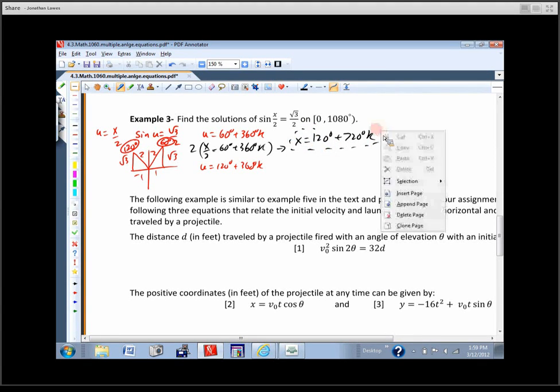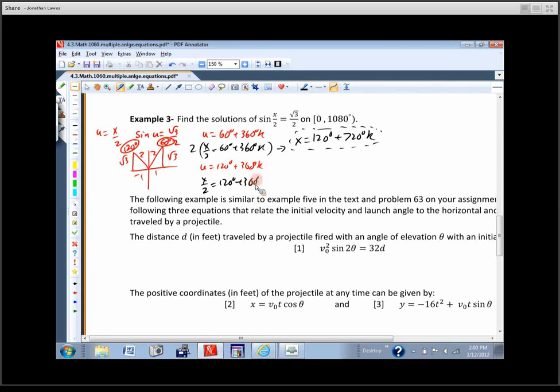But they told us they want answers in a specific interval, so this is going to help me get those answers. Okay, I do the same thing here, but I'm going to do the work a little more quickly. This is going to give me x equals 240 plus 720k. Again, answer sets.